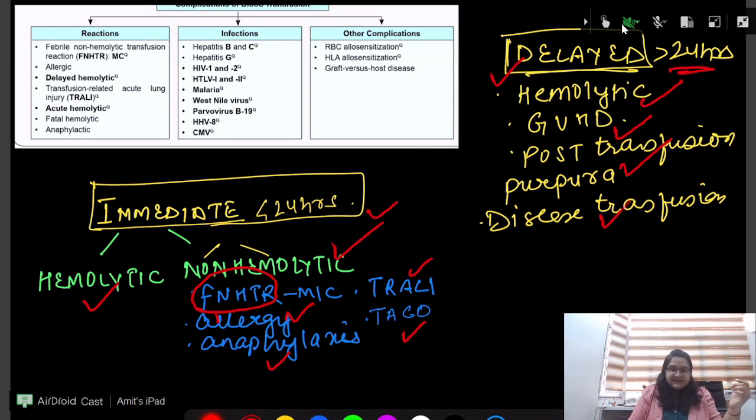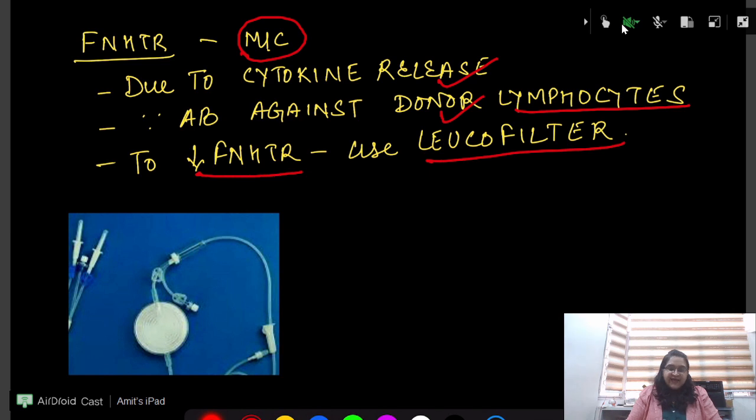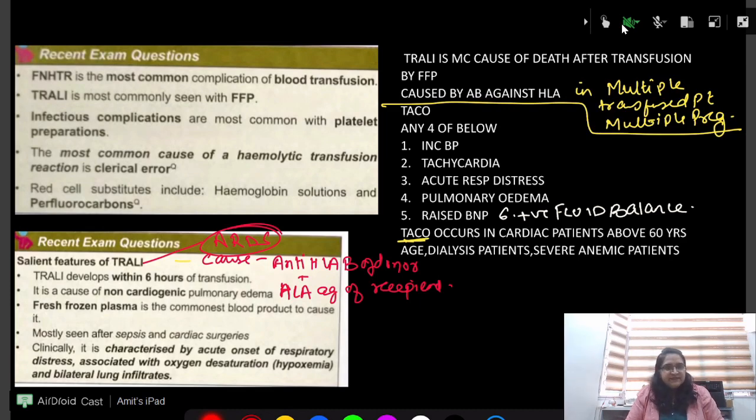Let us start with the most common one, which is FNHTR, febrile non-hemolytic transfusion related reaction. Now this is most common. It is due to cytokine release. It is due to antibodies against donor lymphocytes. To decrease FNHTR, we use leucofilters. And this question had come, what is this thing? This is a leucofiltration appliance, and they ask what is happening. So leucofiltration is happening. Why? To reduce the febrile non-hemolytic transfusion reaction. Understood?